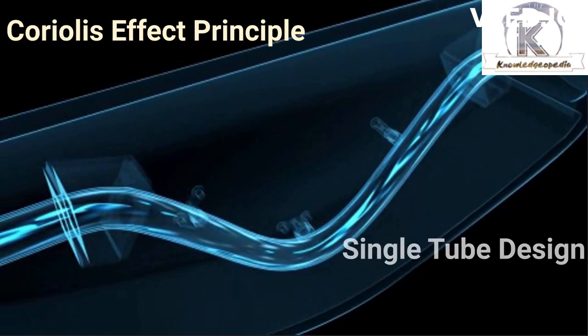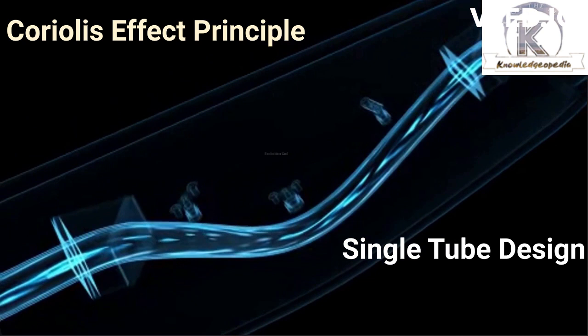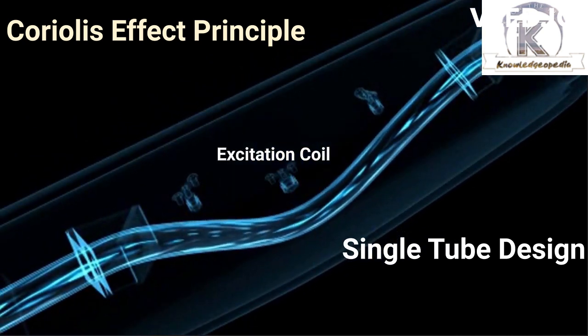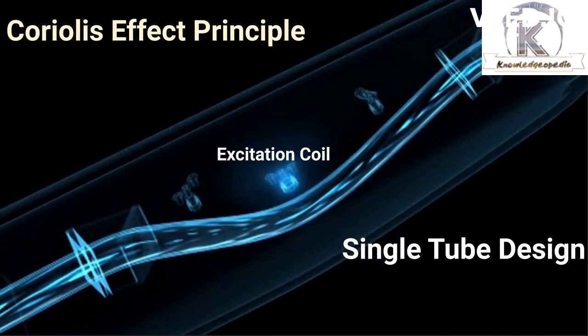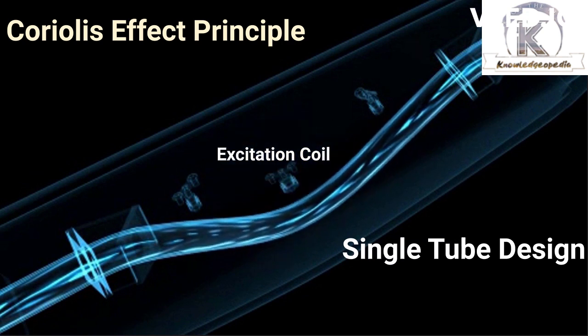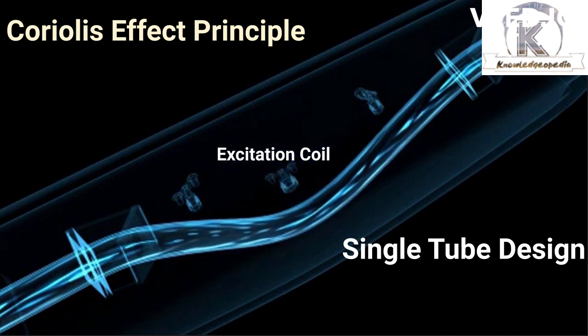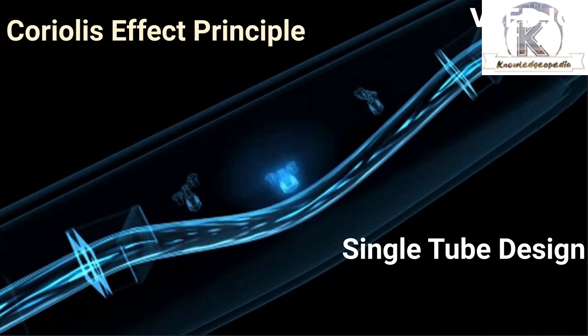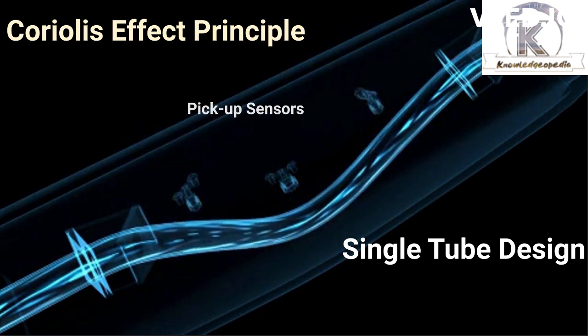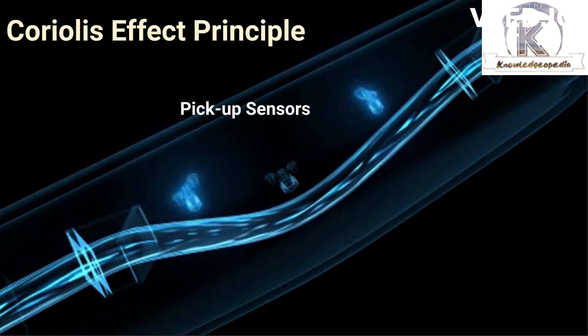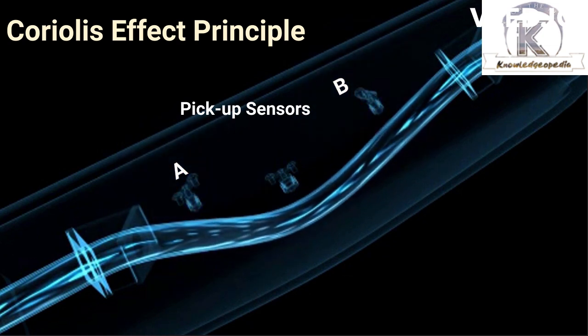Let's have a look inside a single-tube Coriolis flow meter. An excitation coil creates a constant oscillation of the tube. When there is no flow inside the tube, the oscillation is also uniform. The pickup coils at tube inlet A and outlet B register the same signal.